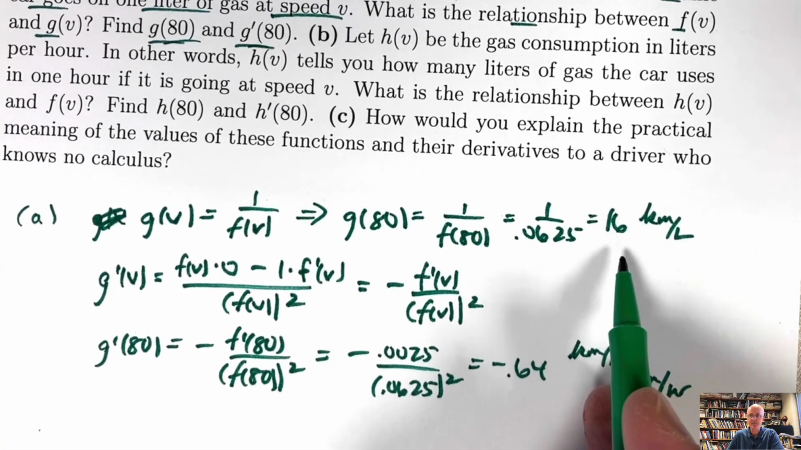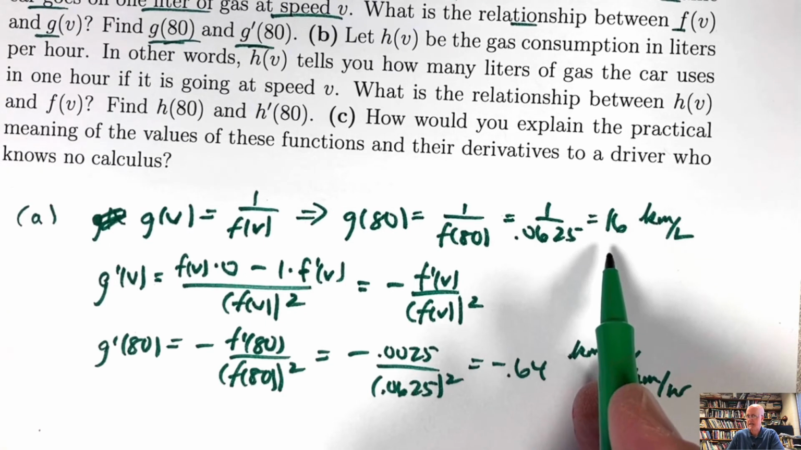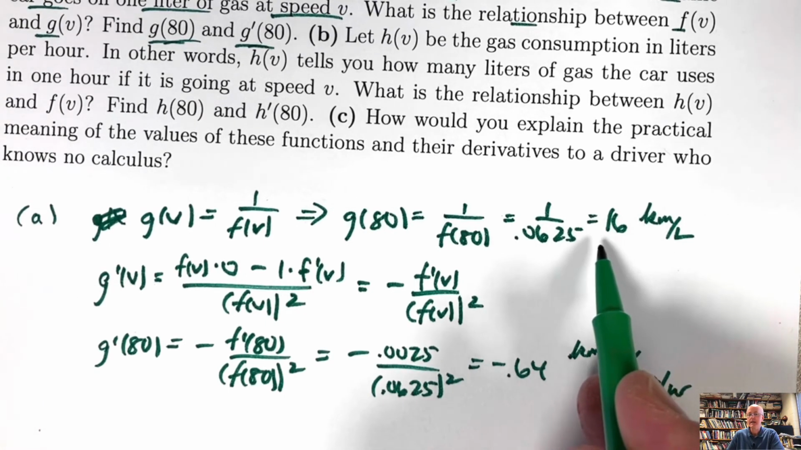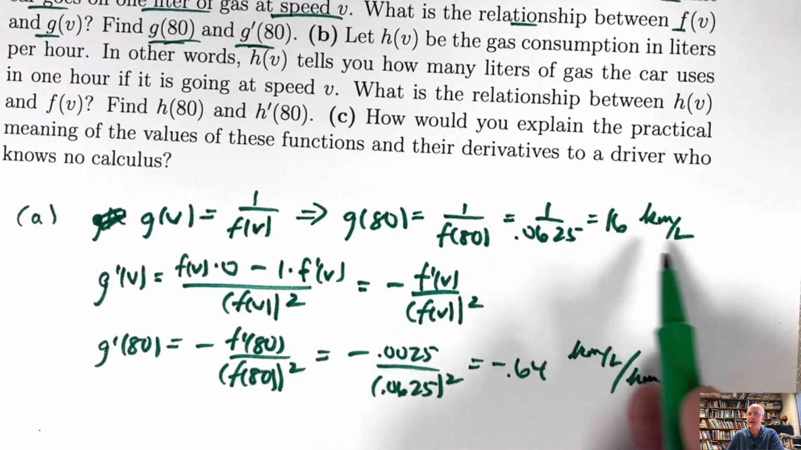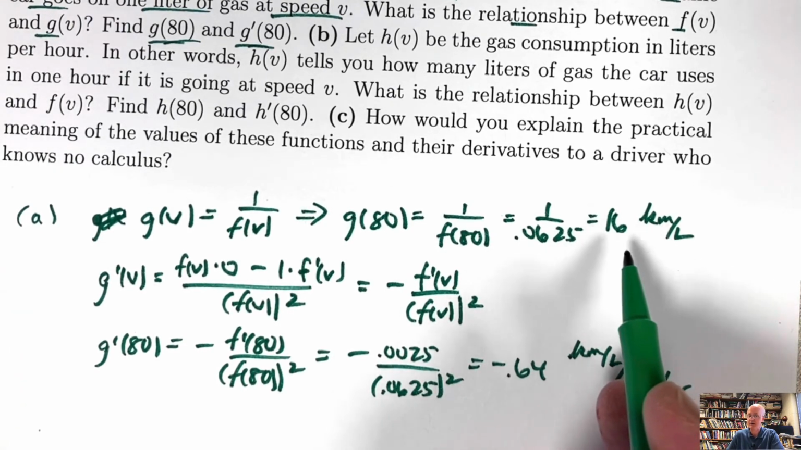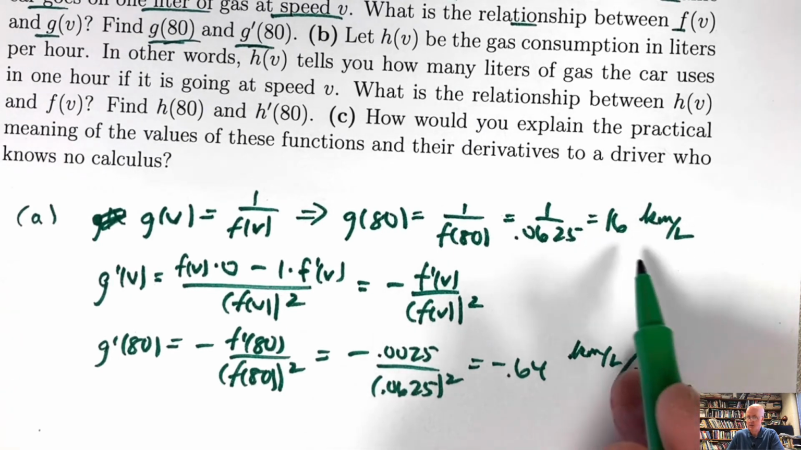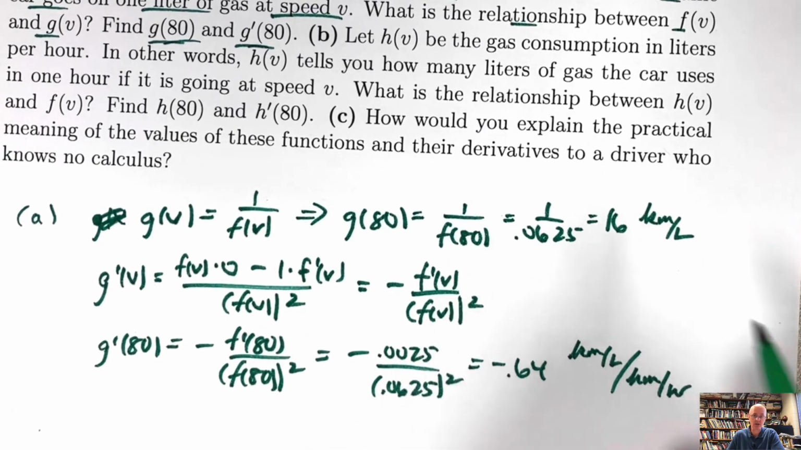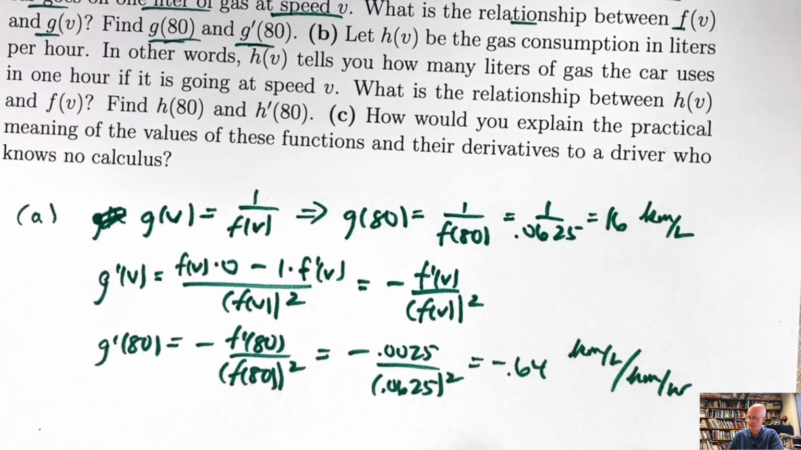This mileage, you might say, or kilometerage, I've never used that word before, is better when it's bigger. If you can go more kilometers on 1 liter, that's better. The fact that this is negative means it's going to go down if you increase your speed a little bit. That's worse. You're getting worse mileage. Okay? That's the practical meaning.